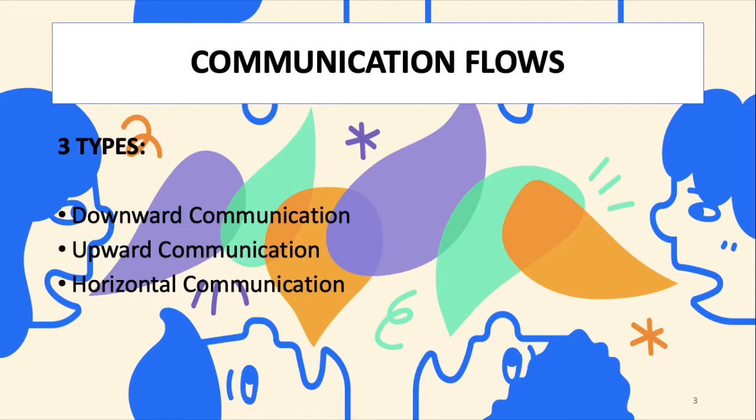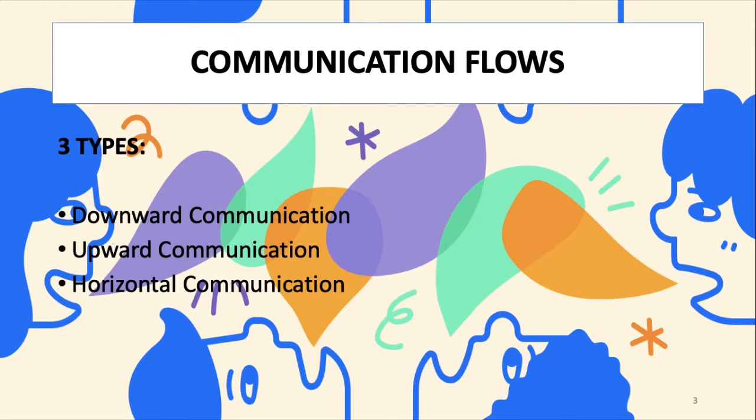And the last one is the horizontal communication. Communication flows across the organization among personnel on the same level. So again, from the word horizontal, meaning yung communication will just flow from one specific personnel to another specific personnel na kung saan ka-level lang sila.